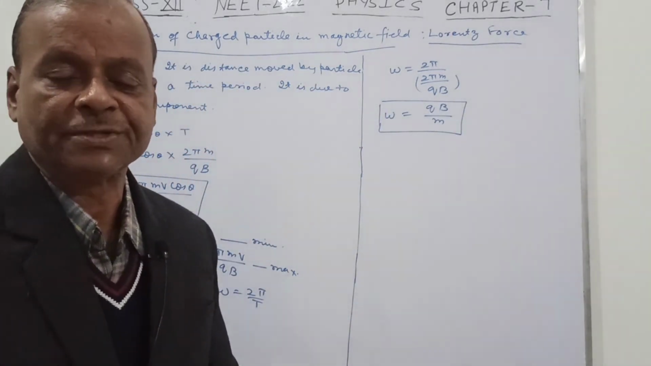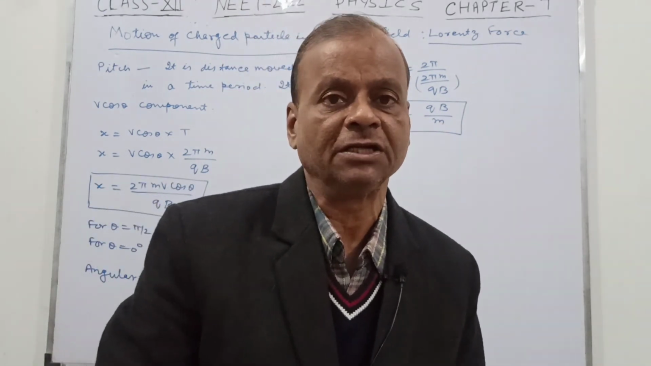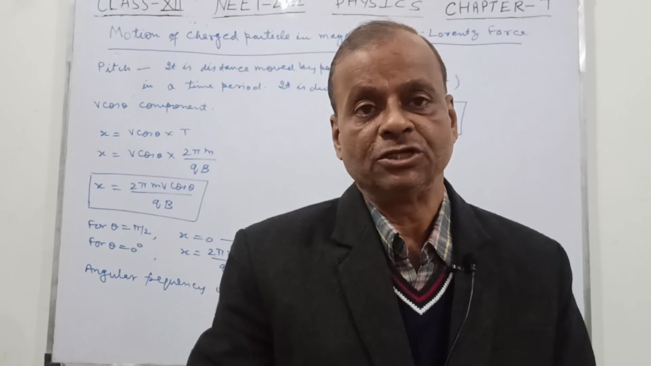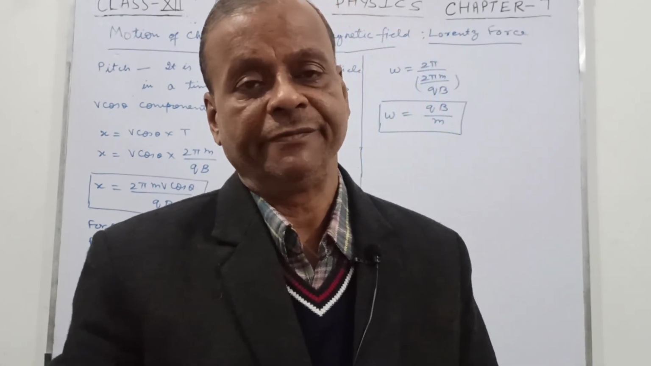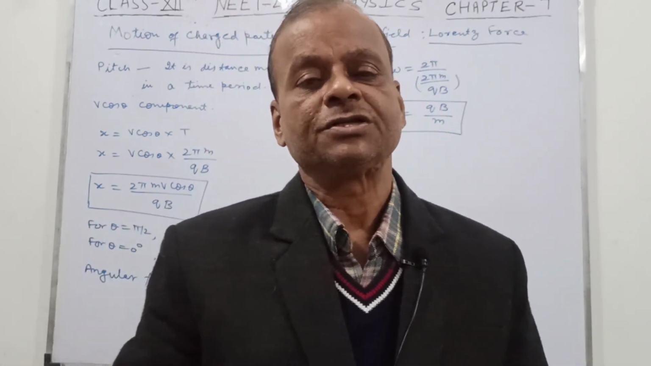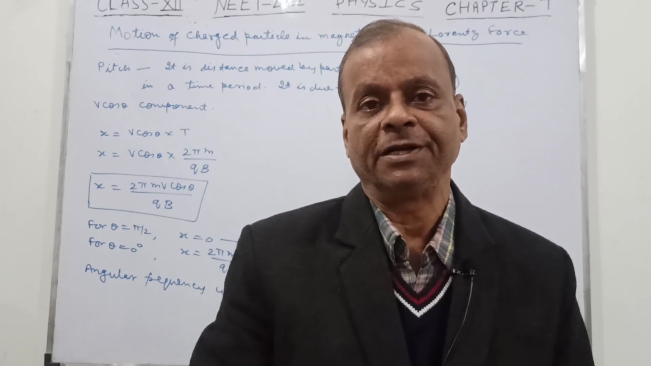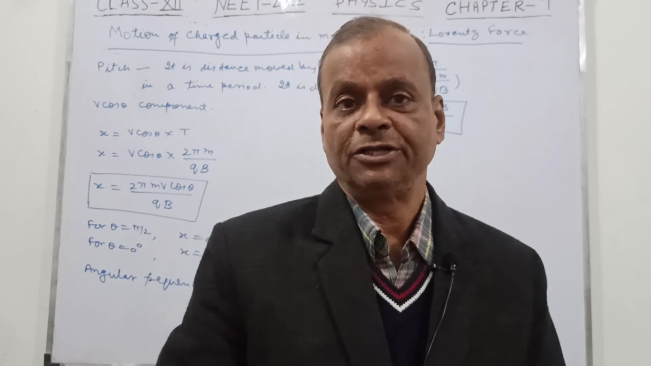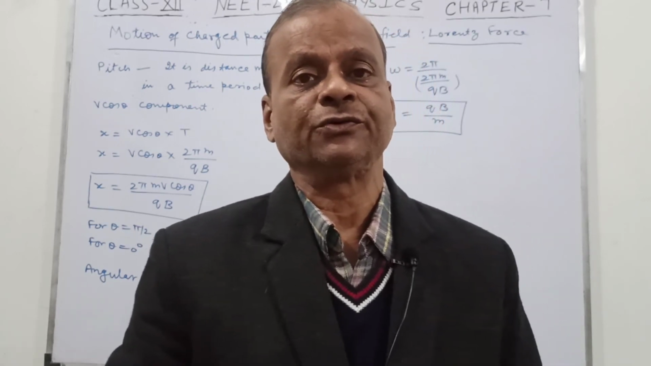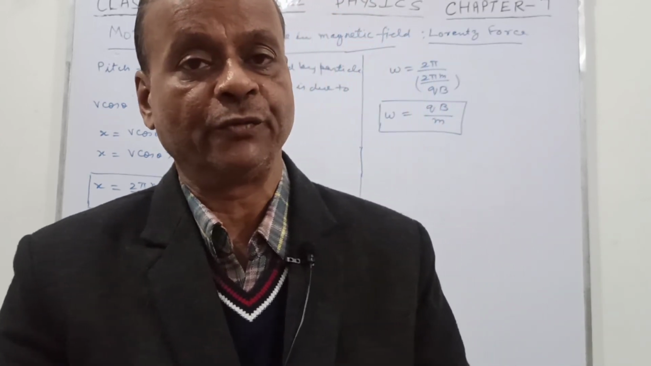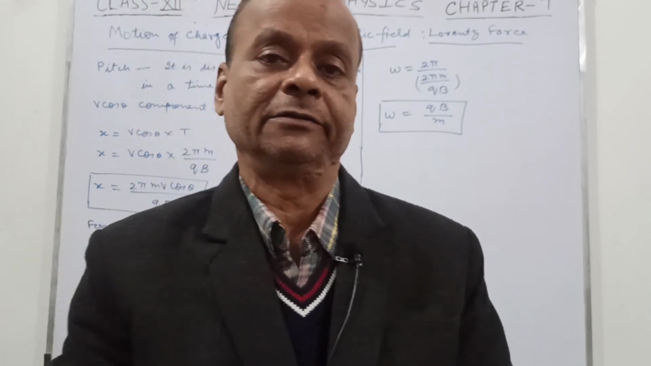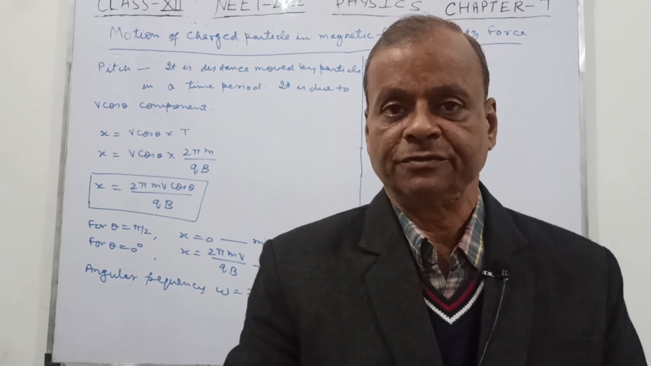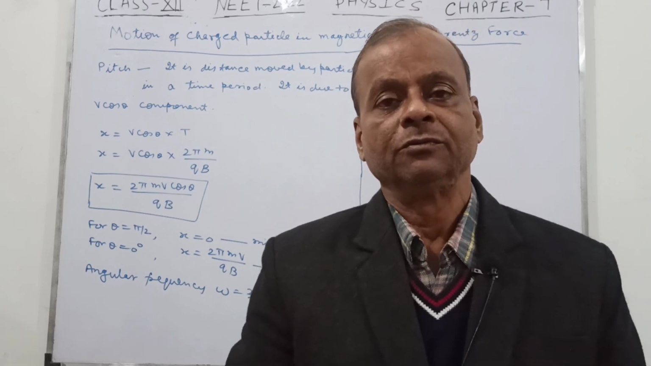So these are the special cases: when theta is equal to 0 degree, theta equal to 90 degree, and when theta is neither 0 nor 90 degree, then we have different paths. So this is all about the motion of a charged particle in the magnetic field and the Lorentz force. This Lorentz force is also called the magnetic force because it is provided by the magnetic field. So thank you very much.